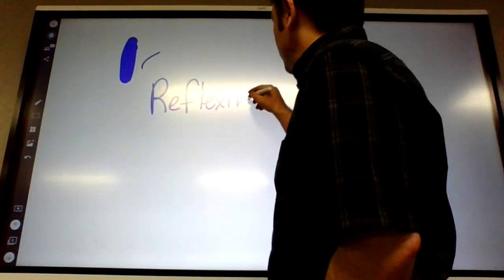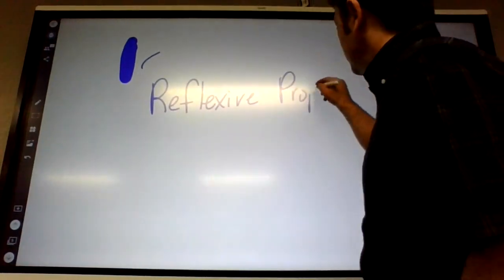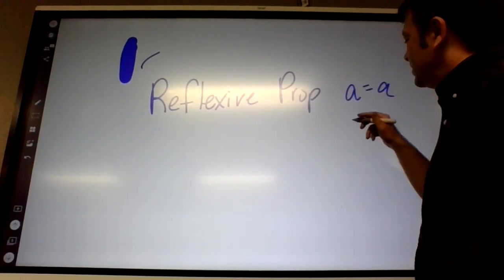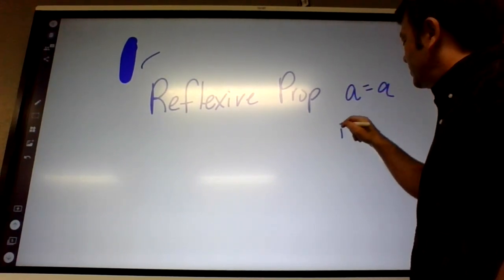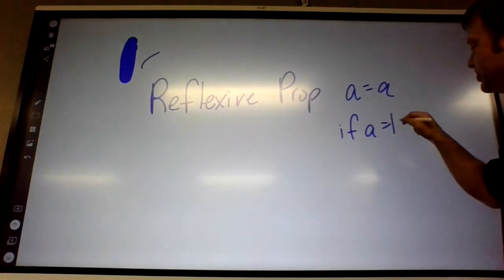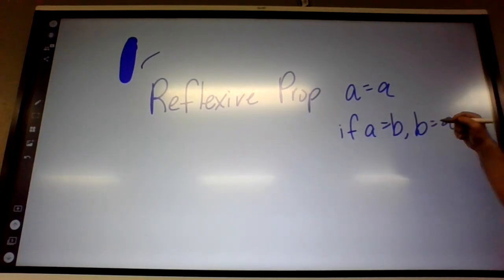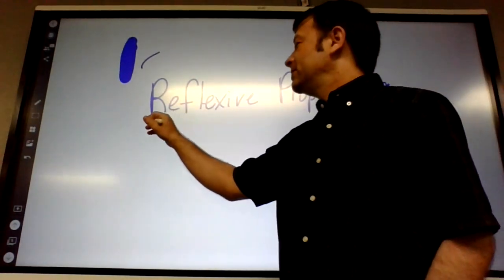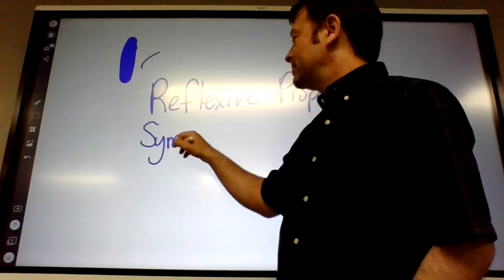Reflexive property. Three. Something is equal to itself. How about this one? If A equals B, B equals A. Remember what that was called? Symmetric. Symmetric property.